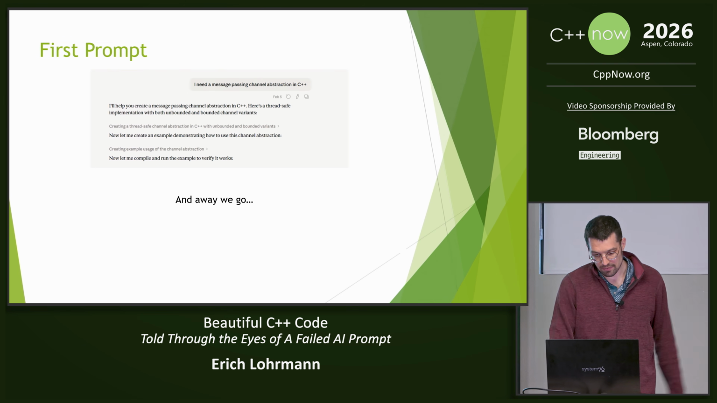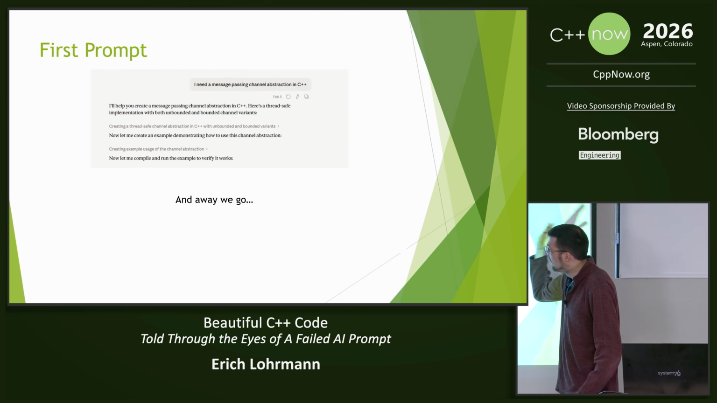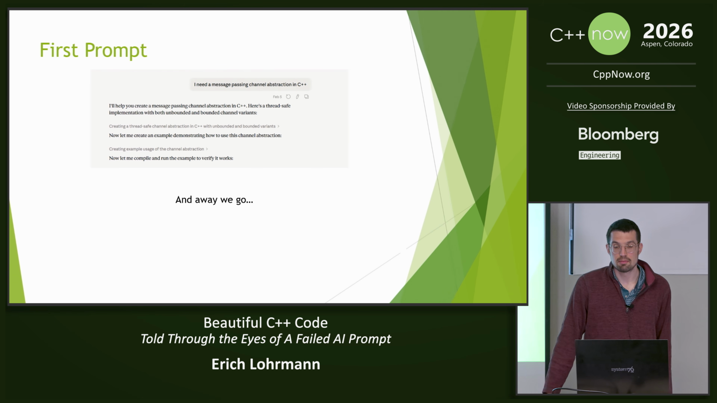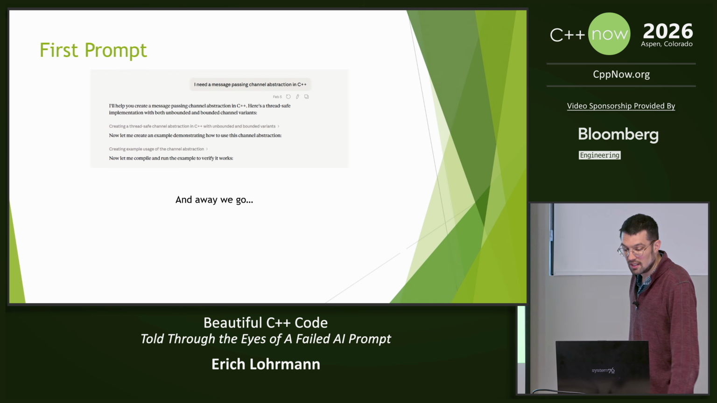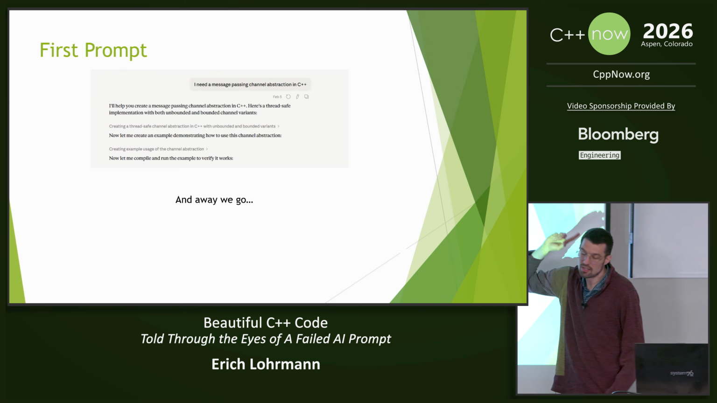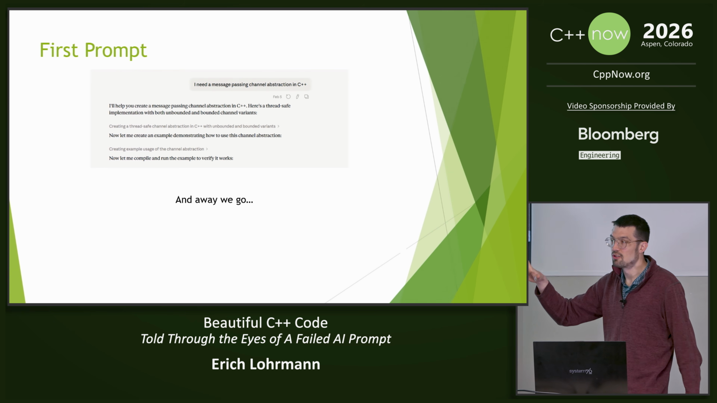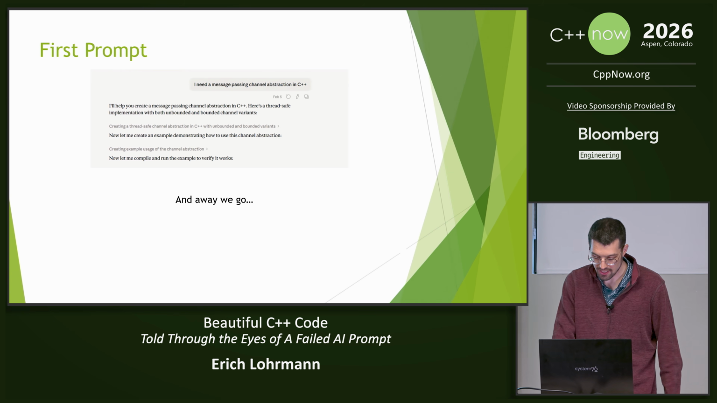So here we go. So first prompt. I need a message passing channel abstraction in C++. That's as broad as you can possibly go. I didn't mention multiple threads, but it already gave me the thread-safe implementation and unbounded and bounded channel varieties. I find that if I'm super broad, it will throw a whole bunch of features at me and just pray to God that I want those things.